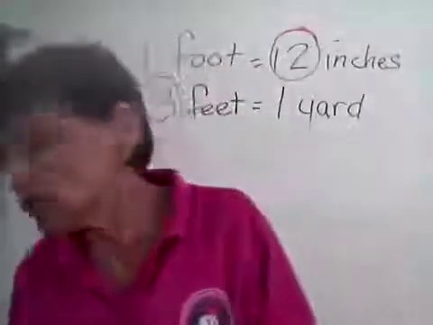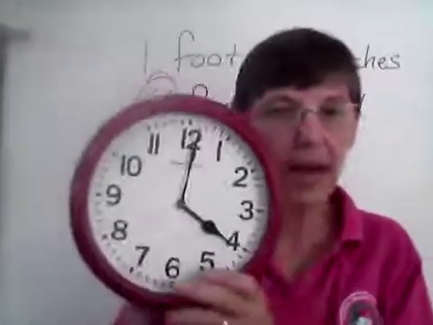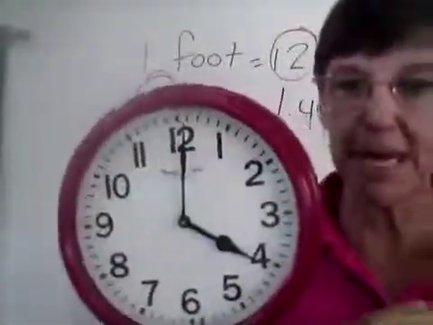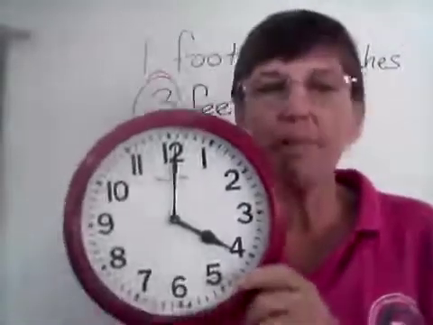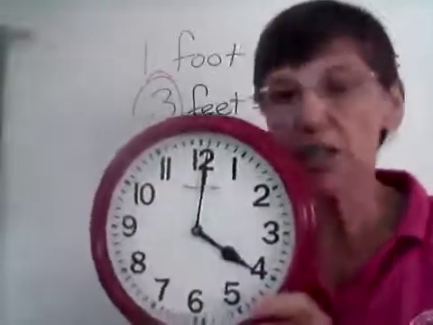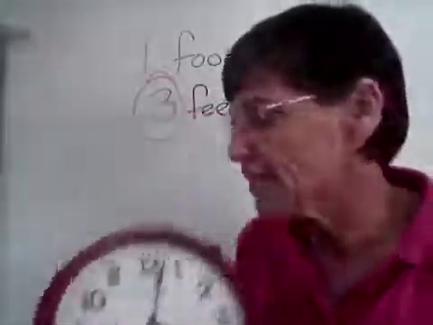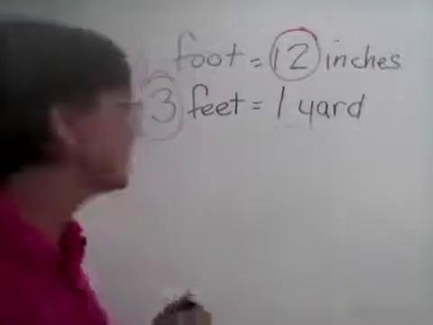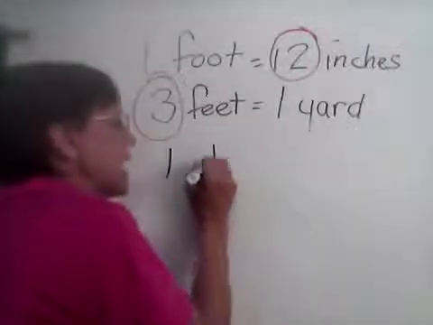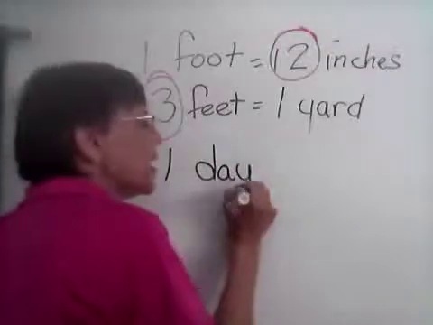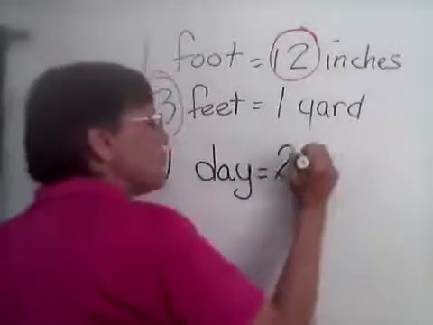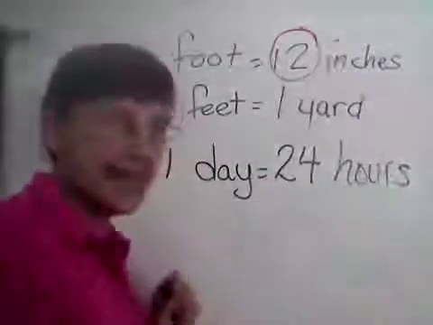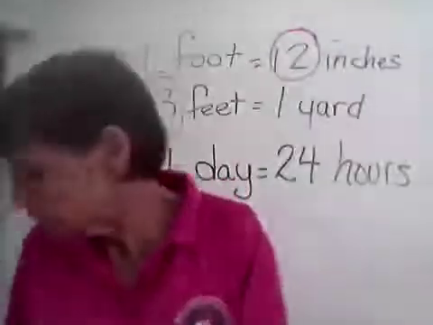We started on Tuesday with the clock, right? We have 2 hands on the clock. The big hand tells us how many minutes. And at the beginning, we're just going to talk about hours, okay? How many hours do we have? Every day, one day has 24 hours. 24 hours in a day, okay?